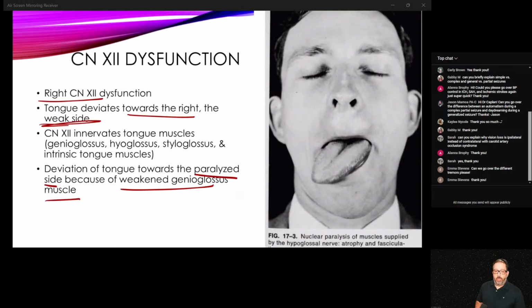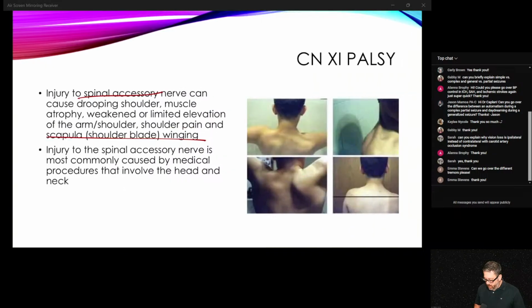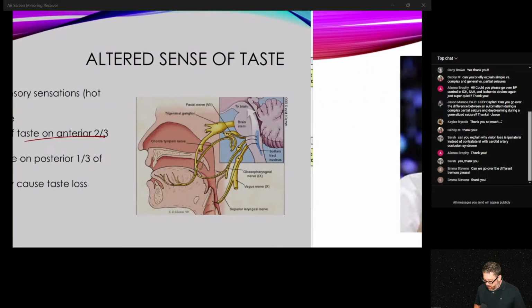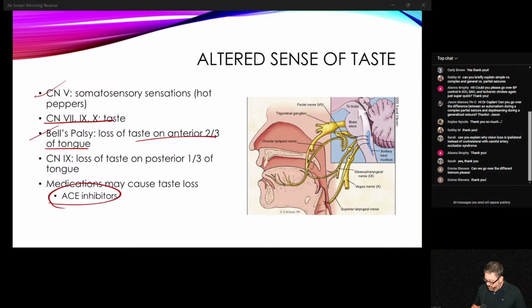The tongue is the opposite. It's going to deviate towards the weak side. So if it goes towards the right, the weak side is the right. If it goes towards the left, the weak side is the left. The uvula goes to the strong side. The tongue, cranial nerve 12, goes to the weak side. So remember those. Taste and whatnot.